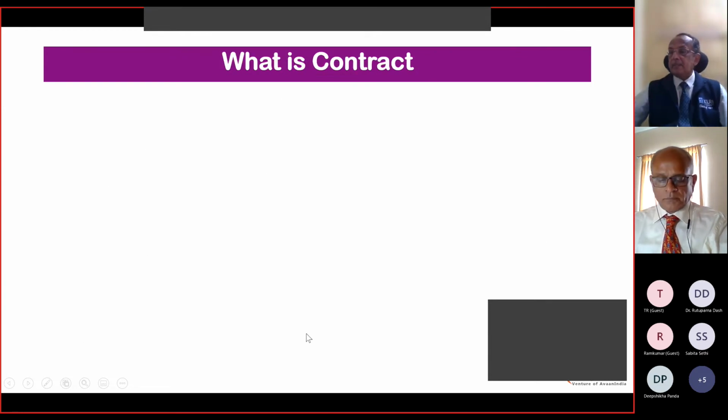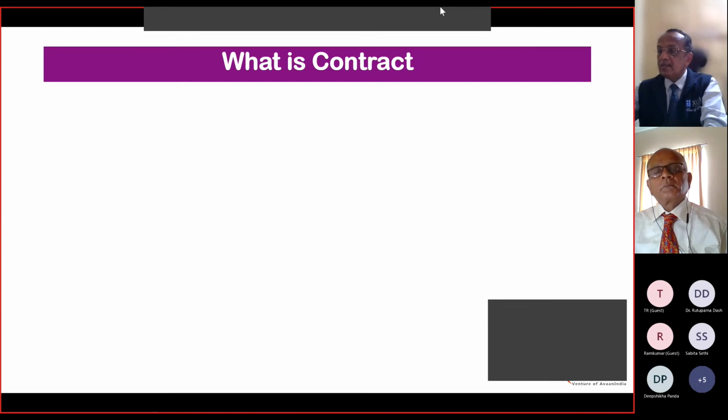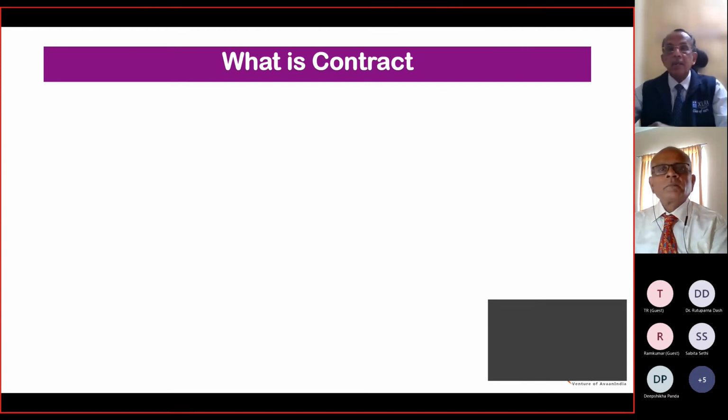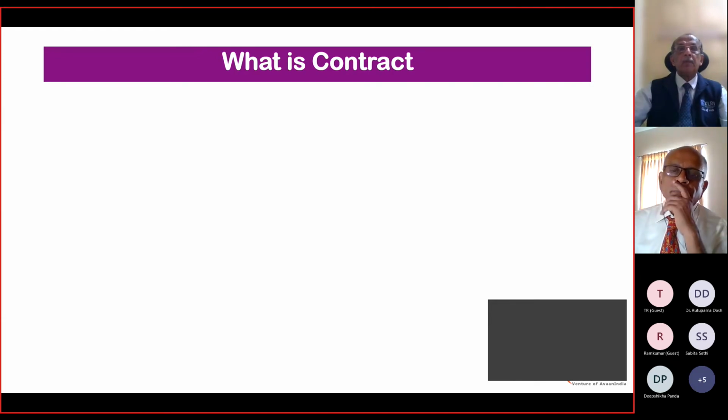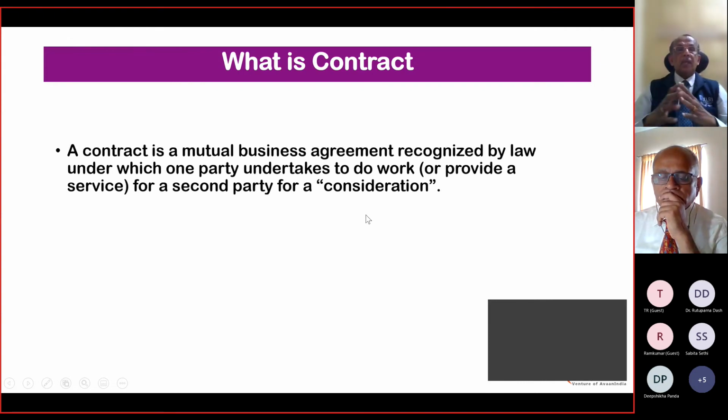Right, ready, let's start. Okay, so first, let's try to see what is a contract. So we have been talking about contract for the last 3 days. A contract is a mutual business recognized by law under which one party undertakes to do the work and or a service for a second party for a consideration. See, when you say consideration, it is not in kind, it is money. Okay, so let's see a better definition.